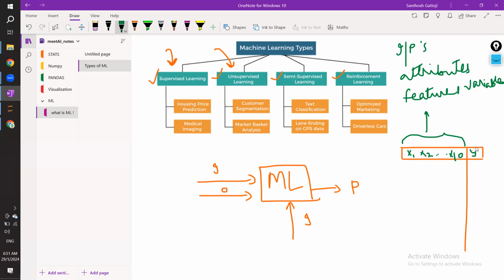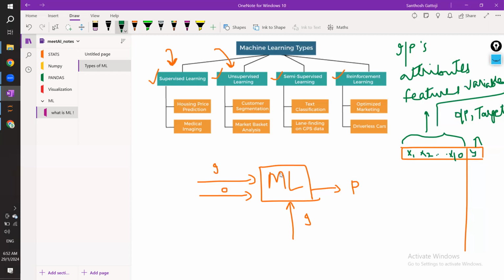Now this y, which is the output, is also called the target. So feature and target are the two famous terms used to refer to input and output. From now on, I will also call them feature and target. When I say features, you should understand that these are the input columns, the input to the model. And when I say target, that is the output variable. Features and target, remember this.